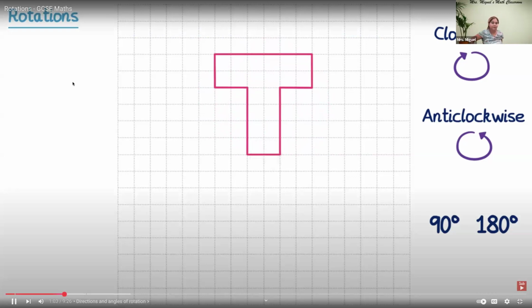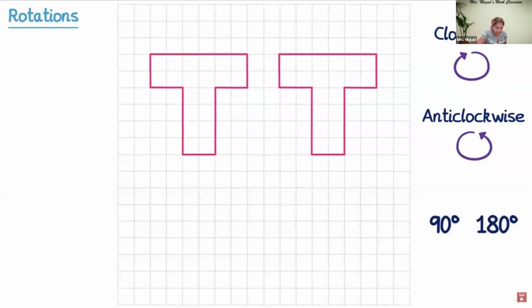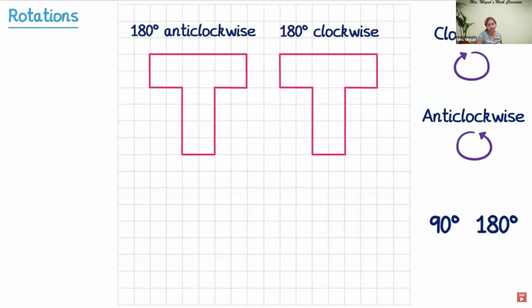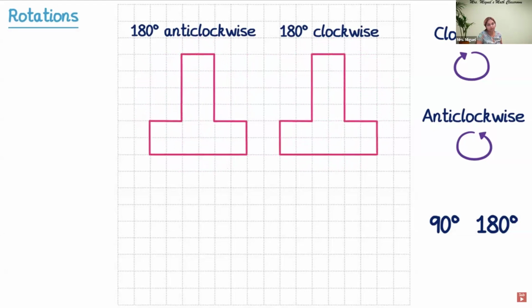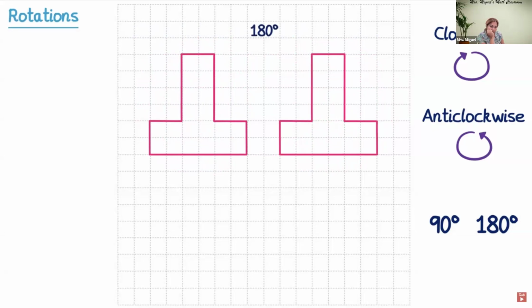With 180 degrees, we can actually look at both directions at the same time. So for the left shape, we'll do 180 degrees anti-clockwise, and the right one 180 degrees clockwise. And 180 degrees is half a turn. Notice how both of these shapes end up in the same place. This means that when we rotate by 180 degrees, we don't actually need to give a direction at all. We can just say 180 degrees, and lose the clockwise or the anti-clockwise.